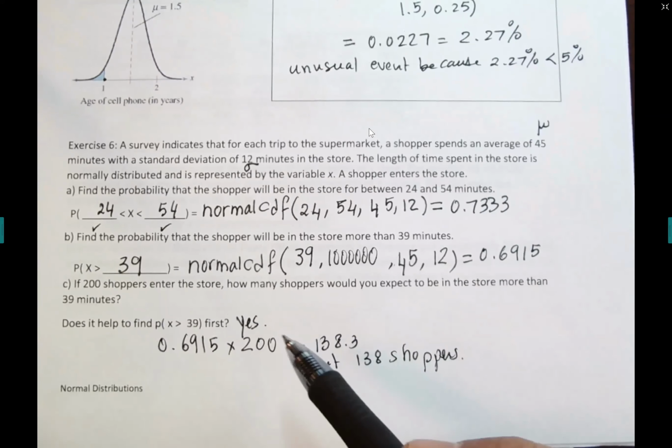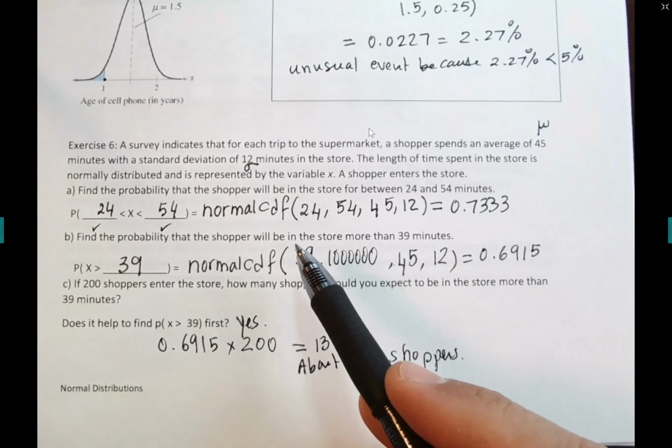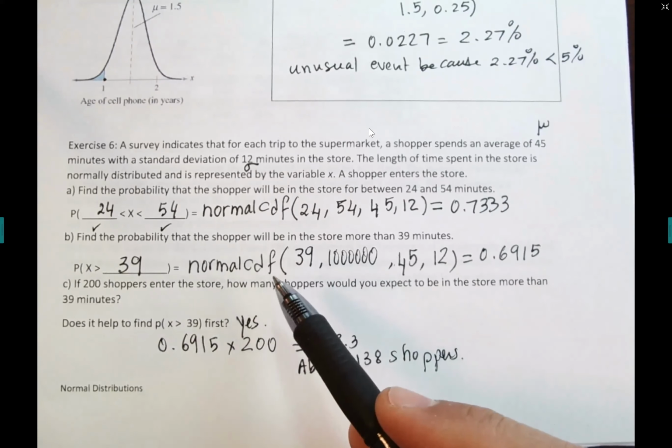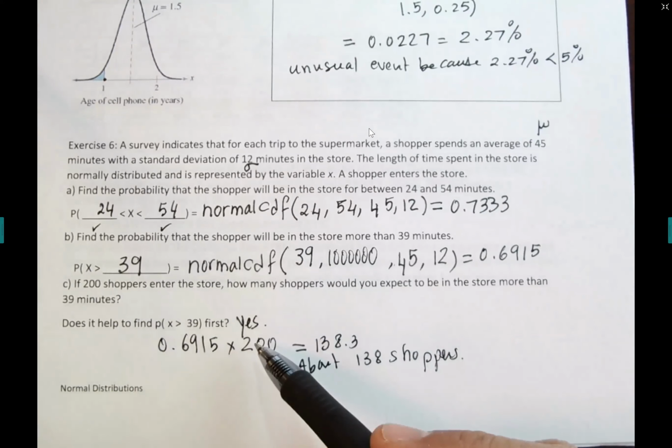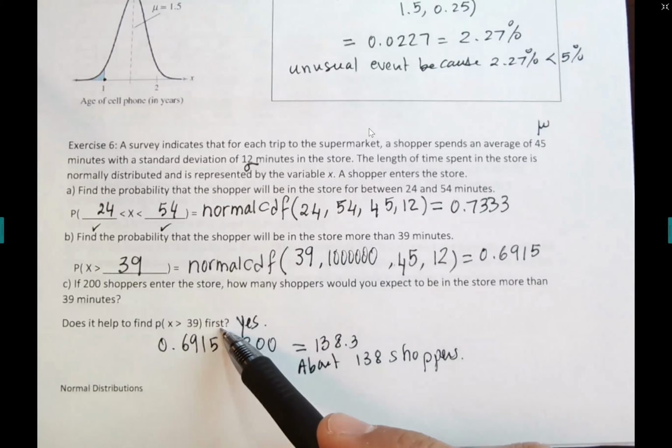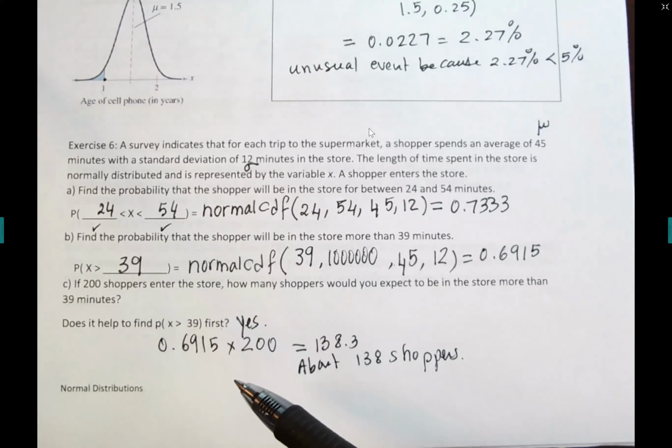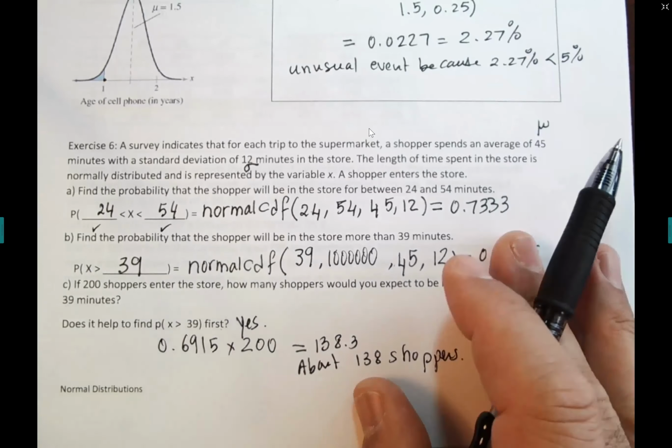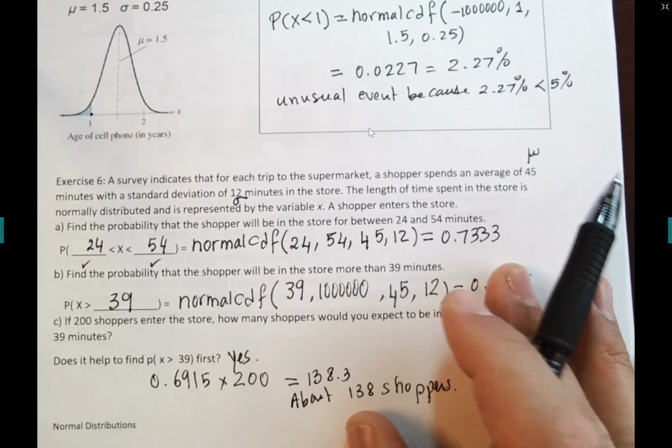Now, some students asked me in the past when I did this question, what if you didn't have part B? How can we solve this problem? Then you will find the probability that X is greater than 39 and then multiply the answer by 200. So he doesn't have to give you part B, but I put part B so I can flow in nicely to part C. Okay, that's it, guys, for today.